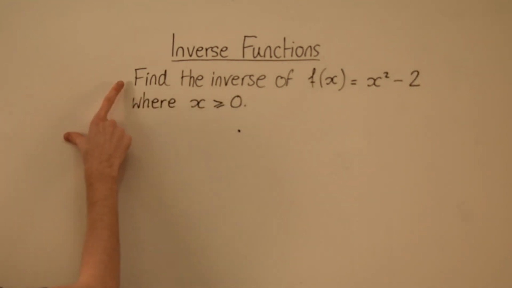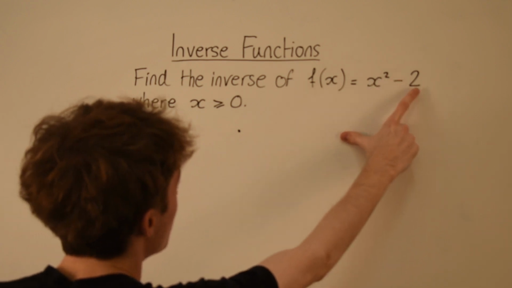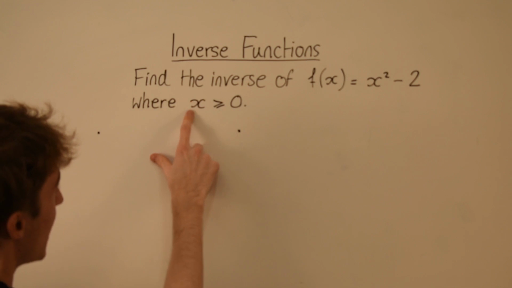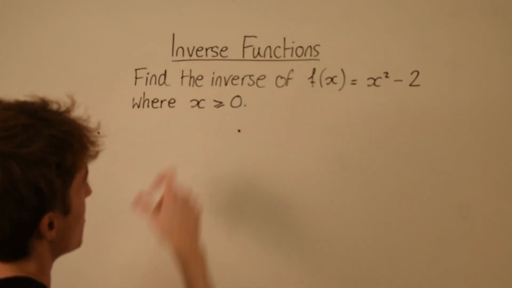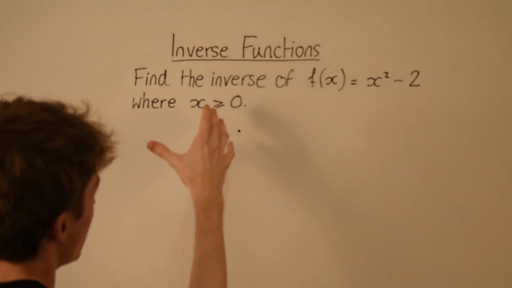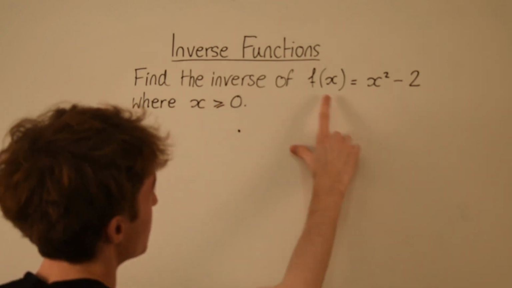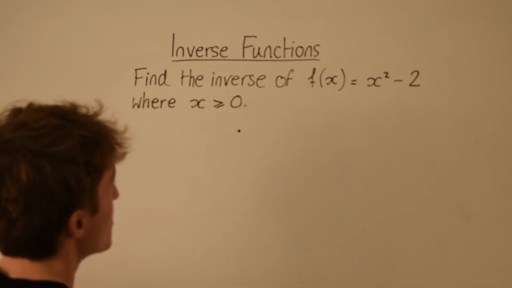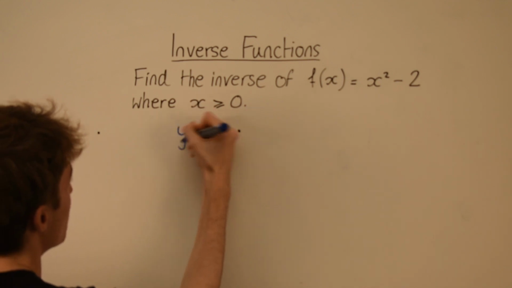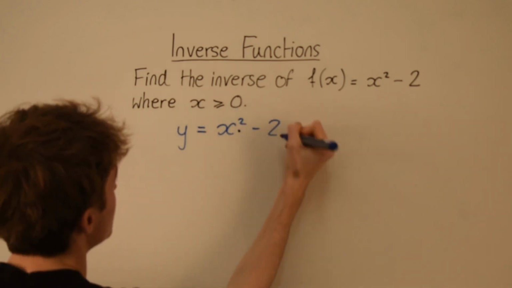Finally then, we've got this example: find the inverse of f of x equals x squared minus 2. And we've been given this extra piece of information, which is that x is bigger than or equal to 0. We're only going to use this bit of information right at the end of our working, so I'll explain that when we get to it. For now, we're going to use the same steps as before. We're going to write this out the same, but instead of f of x, we're going to write y. So y is equal to x squared minus 2.